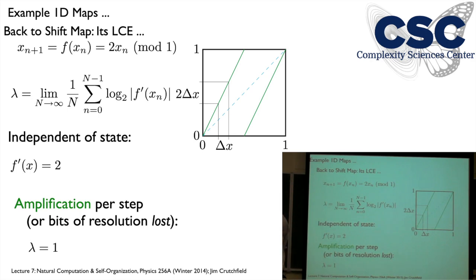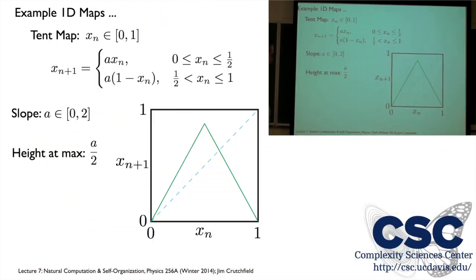So that was easy. How about something a little less trivial? So here's the tent map. It's also a map of the interval to itself. I've drawn here in green a typical setting for the control parameter A. And you can see why it's called the tent map.